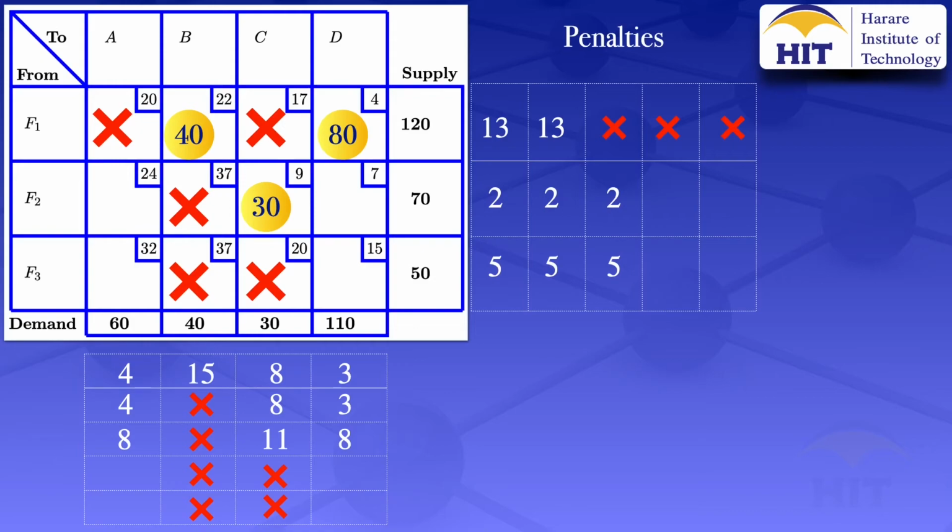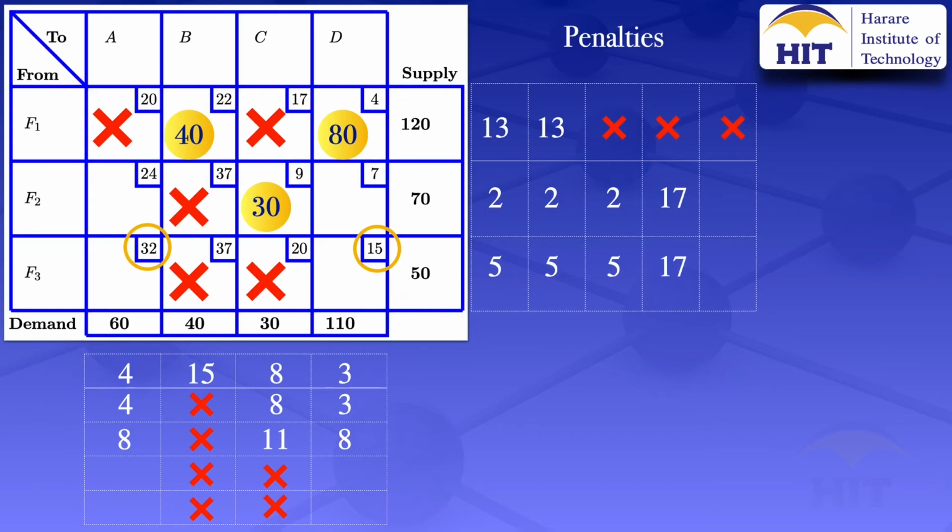So we now move on to calculating the penalties again, starting with the rows and the columns. In this case, we are now moving to row number 2, because for row number 1, we are not calculating penalties. For row number 2, the least cost is a 7, and the next least cost is a 24. The difference is 17, so that's the penalty for that row. I now move on to the third row, the F3 there. The least cost is a 15, and the next least cost is a 32. The difference is a 17, so we put a 17 there for the penalty.